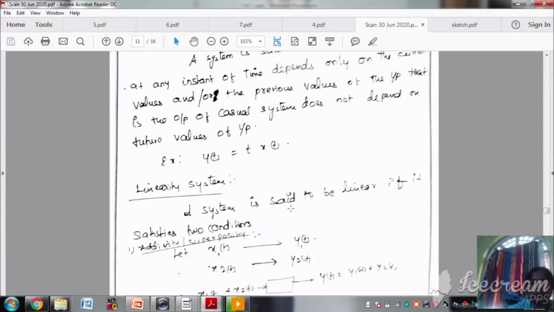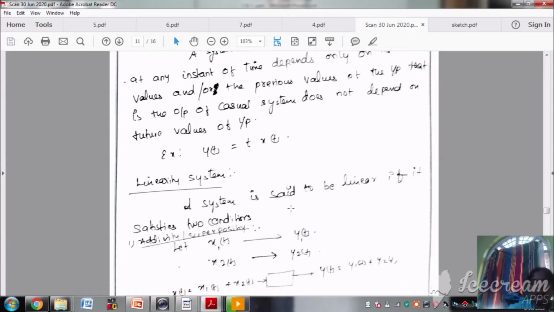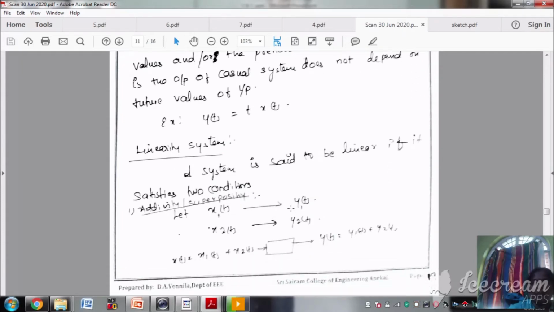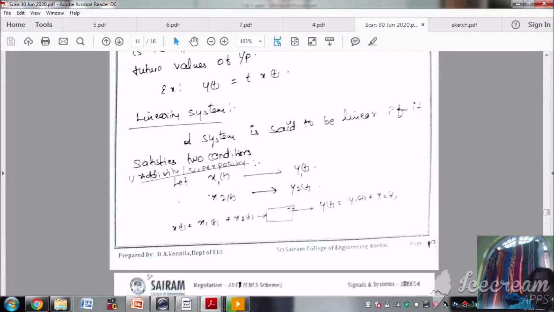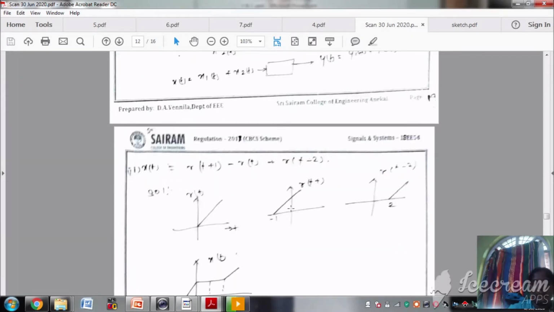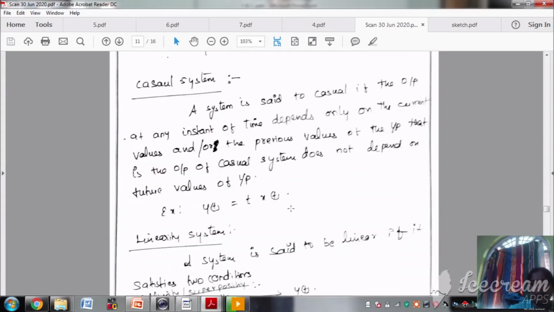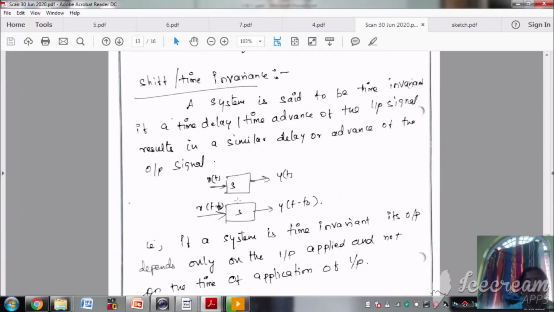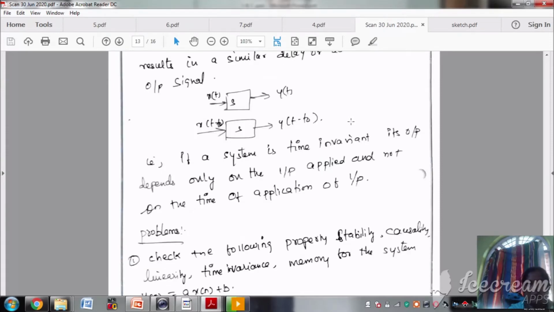The next one is linearity. A system is said to be linear if it satisfies two conditions: one is the additive property, the other is the scaling property. Next one is time shift invariance. A system is said to be time invariant if a time advance of the input signal results in a similar delay in the output, then it is said to be time shift or time delay invariant.